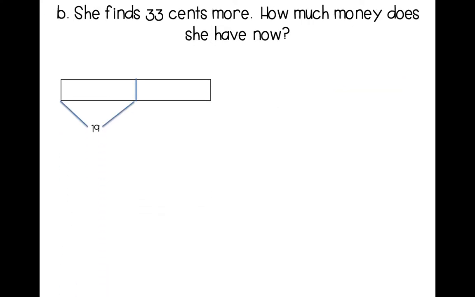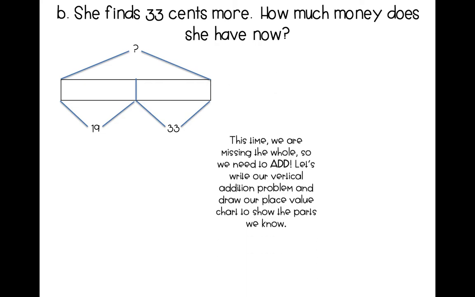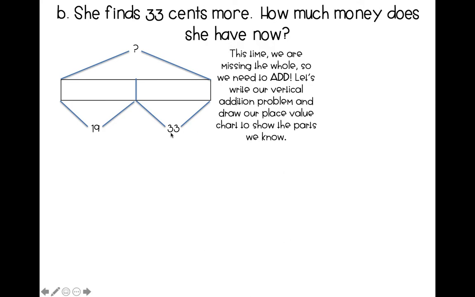So, she has 19 cents. She finds 33 cents more. We want to know how much money does she have now that she has 19 cents and 33 cents more. Are we missing the whole or a part? That's right, we're missing the whole. If we look, we have both parts. We want to know how much does she have altogether. When we're trying to find the whole, we need to add.